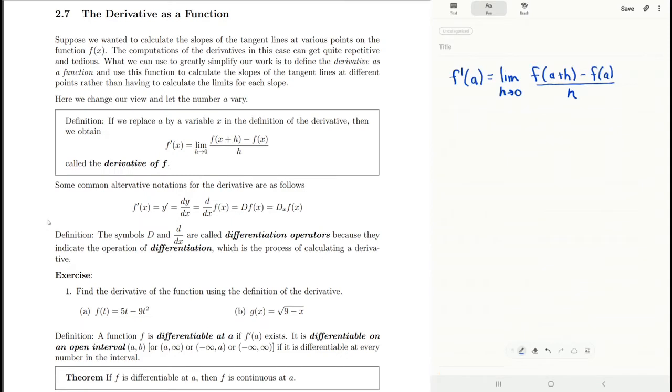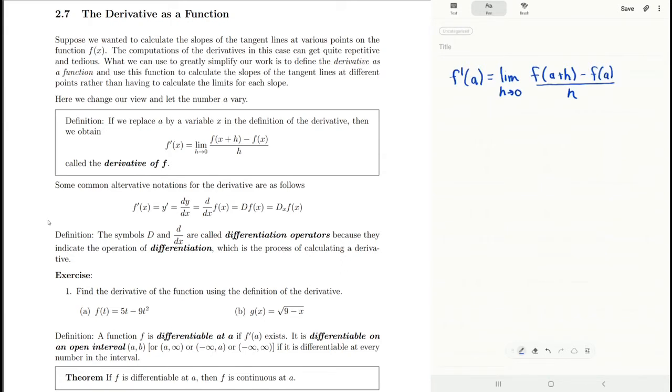Hello everyone, welcome back. In the last video, we were able to solve the tangent line problem by defining the derivative of a function at a point a to calculate the slope of the tangent line. So now let's suppose we wanted to find the slopes of the tangent lines at different points along the curve y equals f of x.